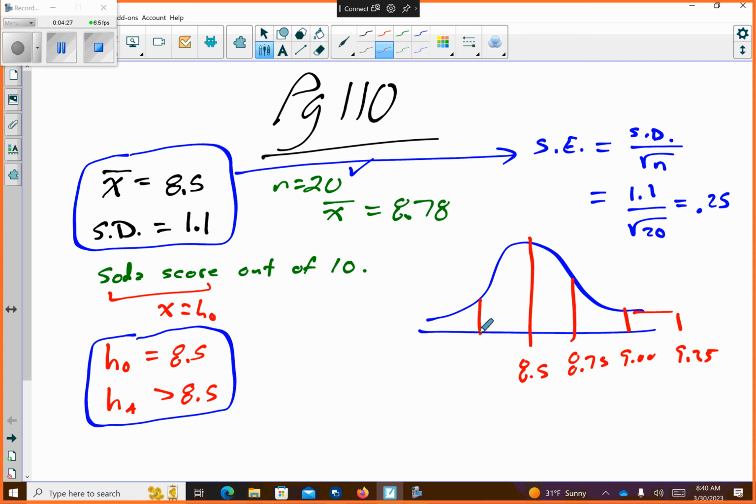9.25, and then going the opposite way, that's 8.25, sorry. Let's see, that's going to be 8, and then 7.75. I will be looking to make sure you have that. Does everyone understand how to generate those numbers and where they came from?